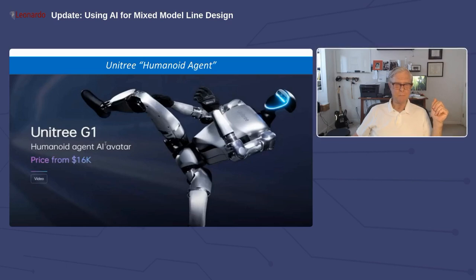And most interesting, look at the price. It says the price is $16,000. So not $160,000, as you might expect. So that's one thing, and it's Chinese, I should say. So this is a Chinese robot, but that is something that's out there.